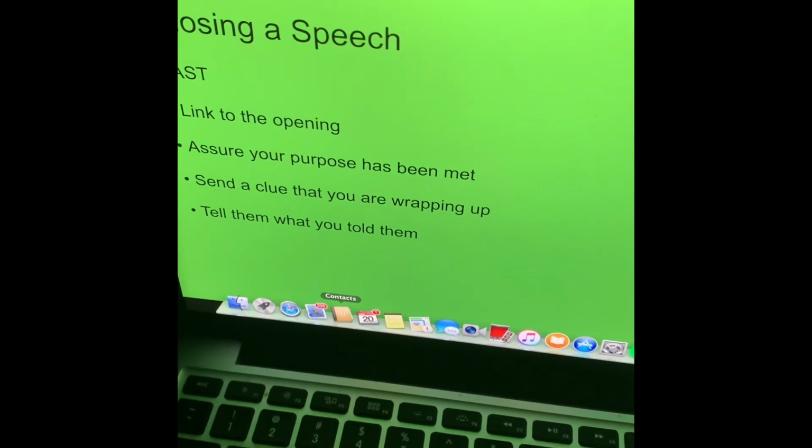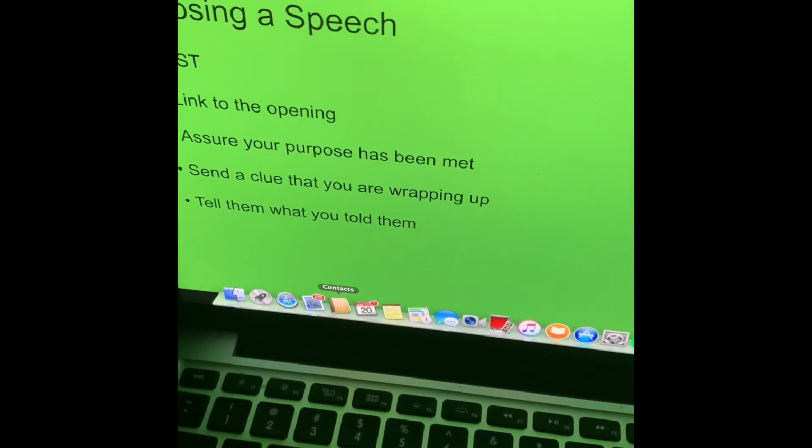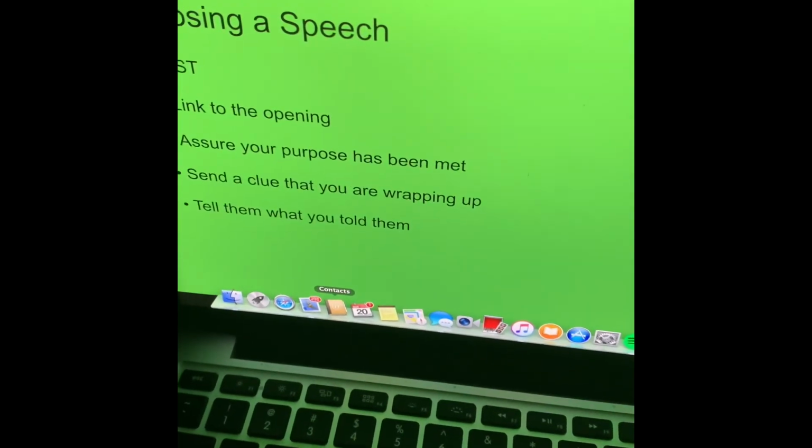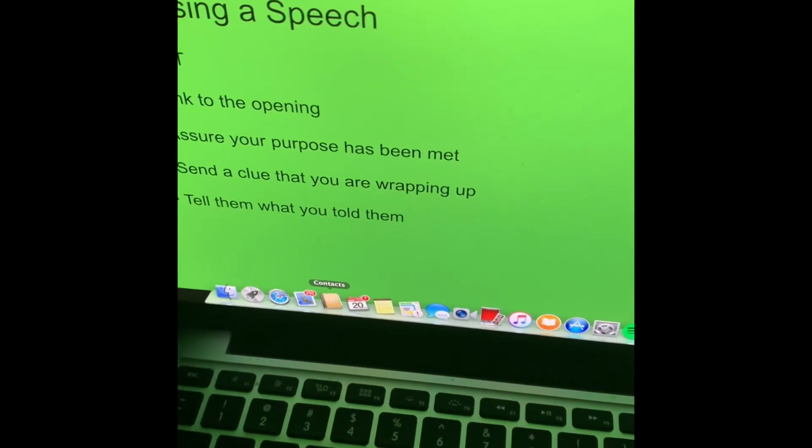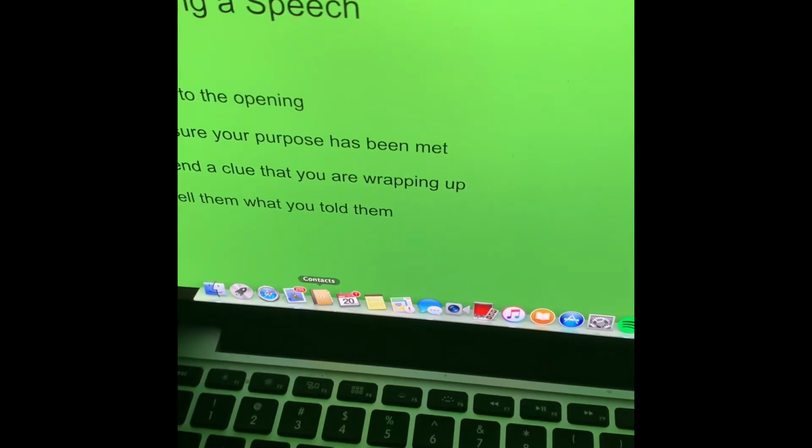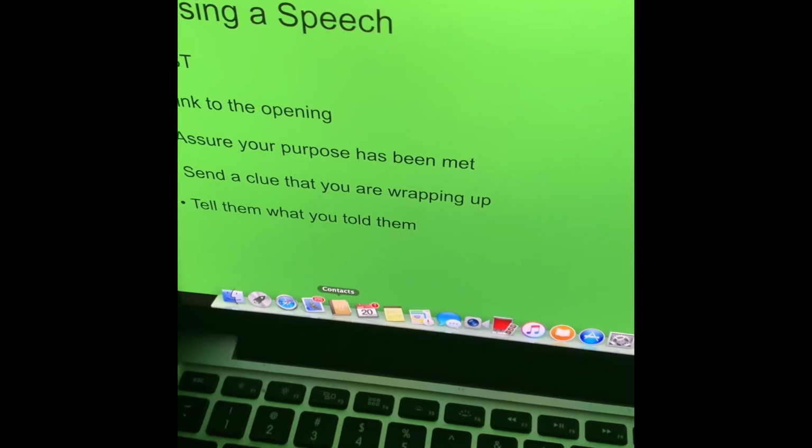Now, everyone in this room should be an expert at giving speeches, considering the fact that we have now gone over using GATE to open up your speech, using one of the multiple organizing triads to form the body of your speech, and finally using LAST to close your speech out.